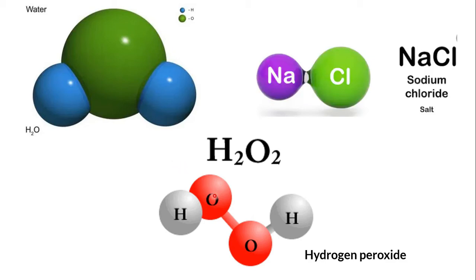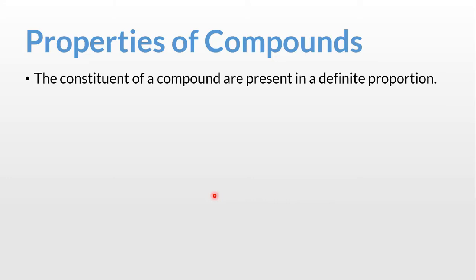That brings us to the properties of compound. So what are some of the properties of compound? The constituents of a compound are present in a definite proportion. So if we are using two hydrogens and then an oxygen to form a compound, that compound will be different from using two hydrogens and then two oxygens to form another compound. Yes, so we are talking about definite proportion.